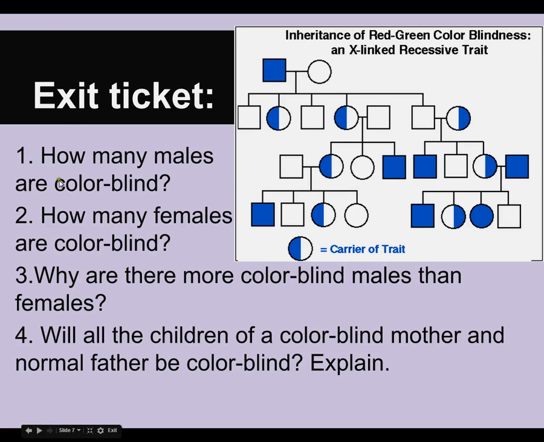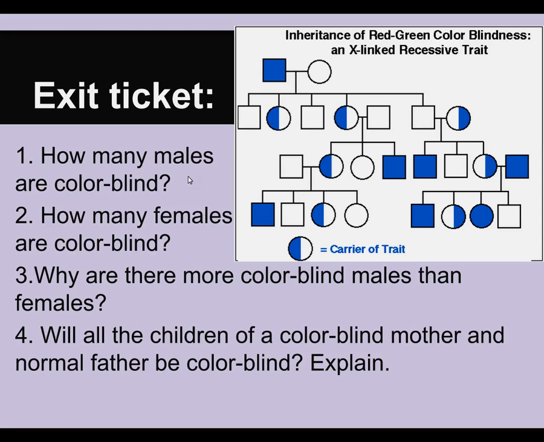So take a look at these questions. Go ahead and pause this and see if you can answer these. Okay, so you counted up the males that were colorblind, and there are 6 of them. How many of the females are colorblind? There's only 1. So why are there more colorblind males than females? I hope you came up with the answer that more males are colorblind because they only have 1 X chromosome.